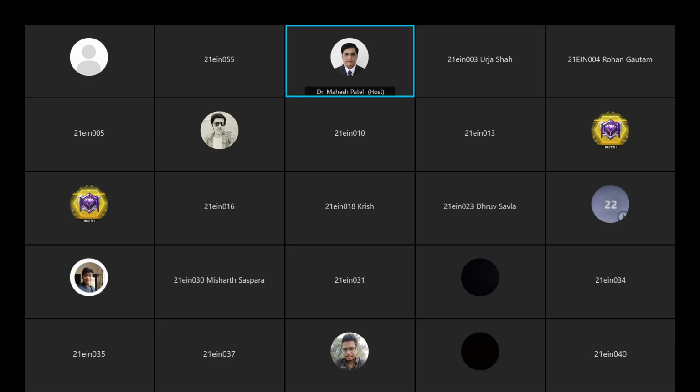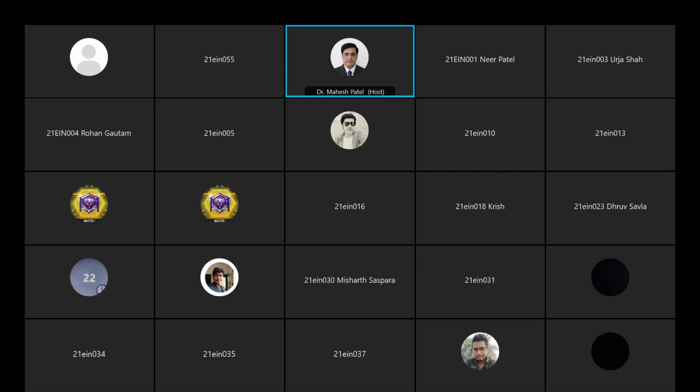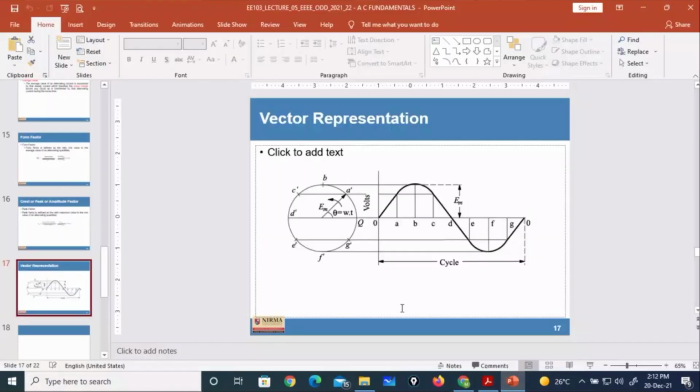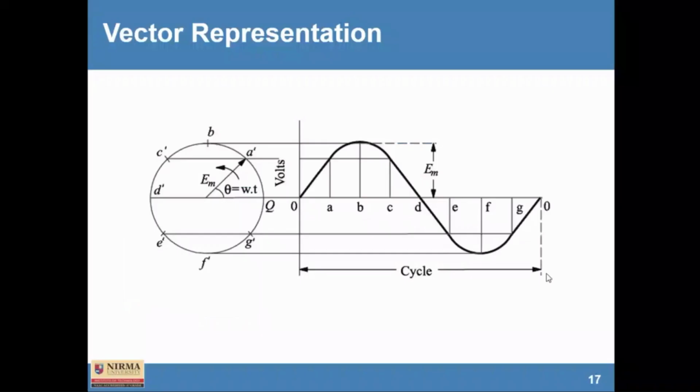Now I am going to start with a vector representation of alternating quantities today. So first of all, I'm going to share the screen. I hope the screen is visible now.